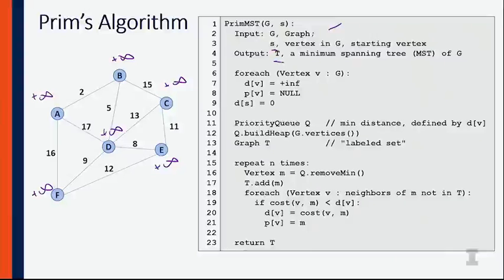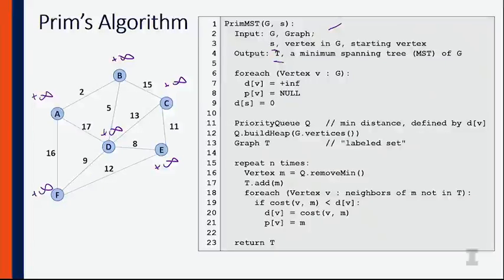And then we'll also label the predecessor node, or the p-value, for every single vertex. That tells us how this node was added to the minimum spanning tree and allows us to construct the minimum spanning tree at the end of the algorithm. What we'll do first is set the initial starting node, the node S, to have a weight of 0.